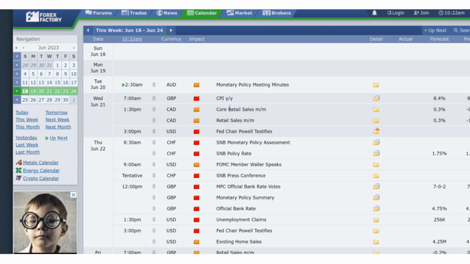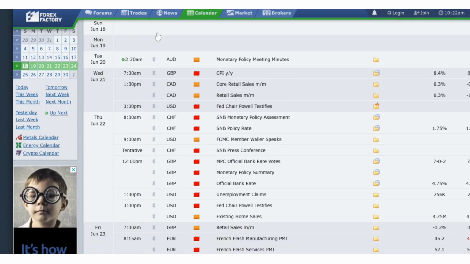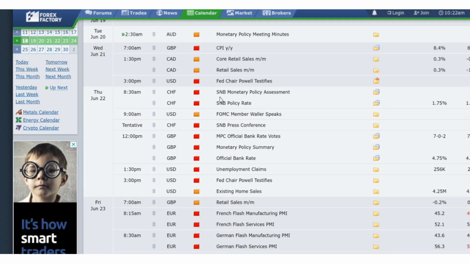So this week, Monday is an economic activities free day. On Tuesday we have the monetary policy minutes out of the Australian dollar. But on Wednesday, this week is solely based on pounds, on GBP.